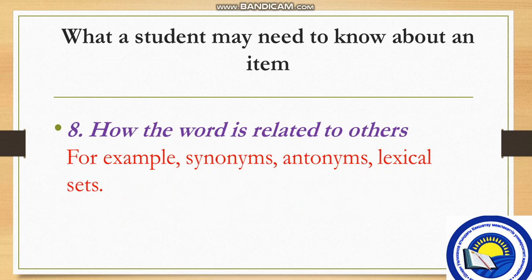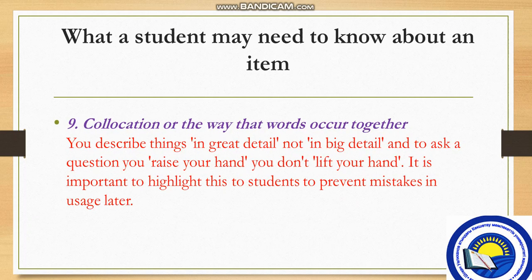How the word is related to others, for example, synonyms, antonyms, or lexical sets. Collocation, or the way that words occur together. You describe things in great detail, not in big detail. And to ask a question, you raise your hand. You don't lift your hand. It is important to highlight this to students to prevent mistakes in usage later.